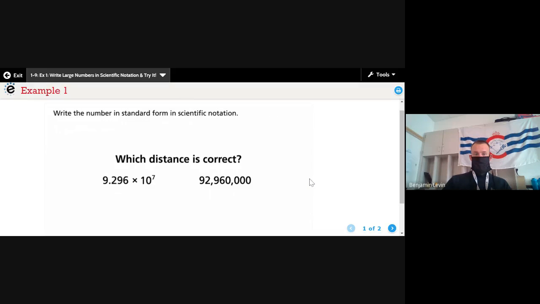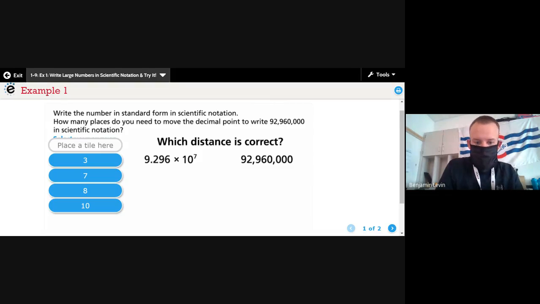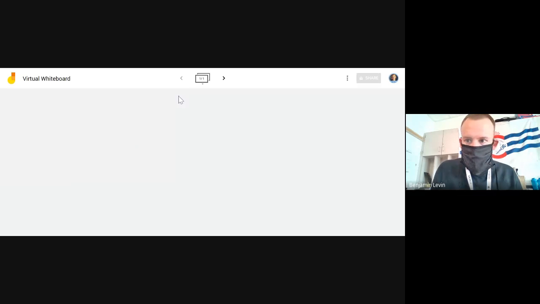Write the number that's in standard form in scientific notation. How many places do you need to move the decimal point in the second number to write it in scientific notation? All right. Select your answer. We can't see this. Let me pull up a Jamboard. We can't write on this screen, so I'm going to pull up a Jamboard here. 92,960,000. Let's share this tab instead. Let's go over to our Jamboard.